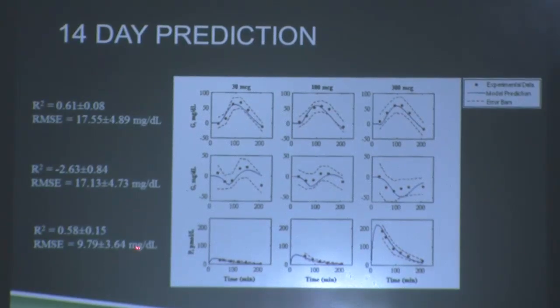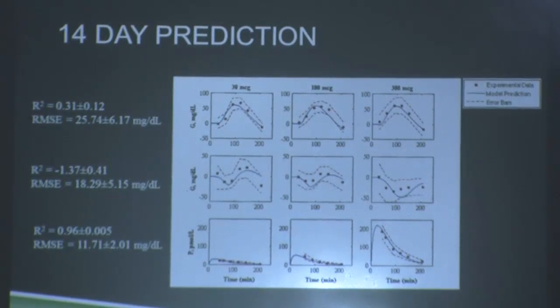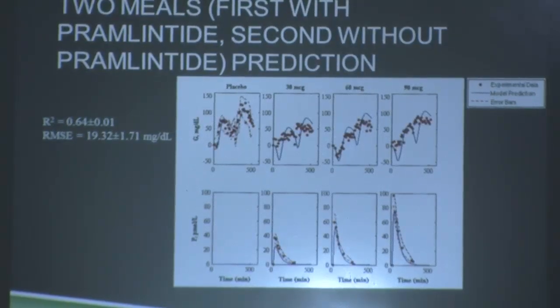So our R-squared is 0.58, and this directly affects our PD R-squared, which ends up being a lot lower if you compare it to a good R-squared, like 0.96, and with a better R-squared. So this is our third prediction using 2 meals, first with pramlintide, second without pramlintide. This is also a prediction to the placebo. This is 30 micrograms. This is 60 micrograms. This is 90 micrograms.